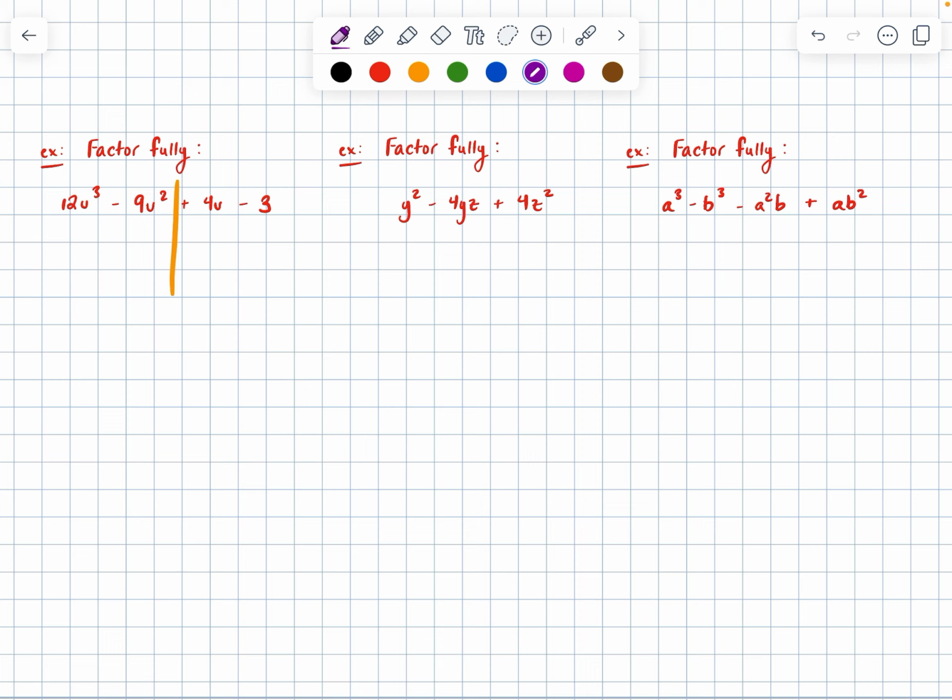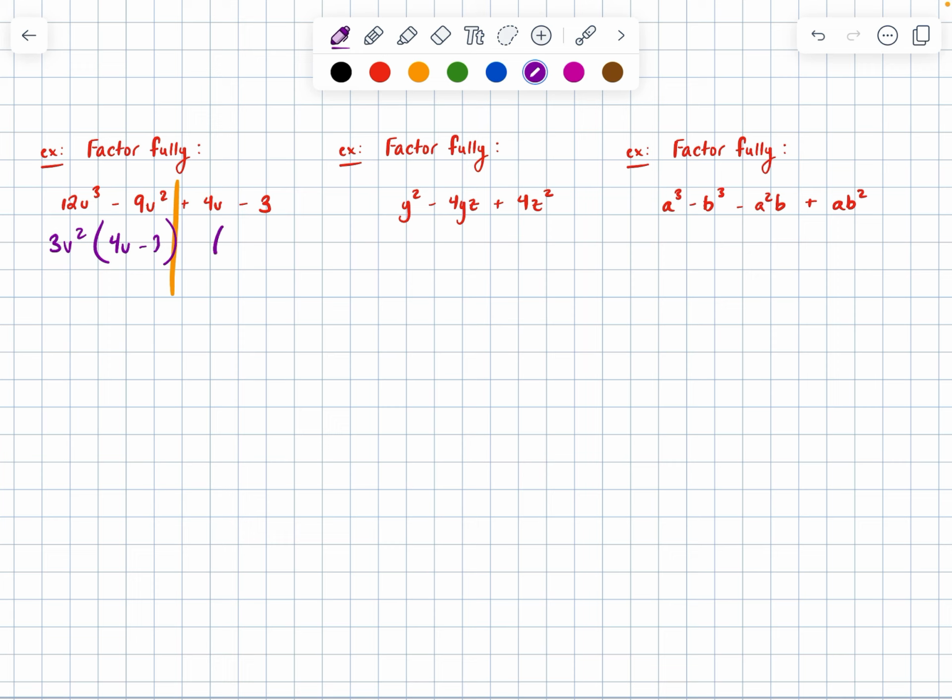Now in parentheses, I need something to multiply 3v squared by to get to 12v cubed. 3 to get to 12 needs to multiply by 4. V squared to get to v cubed needs an extra copy of v. Now to get from 3v squared to negative 9v squared, that just needs to be multiplied by negative 3.